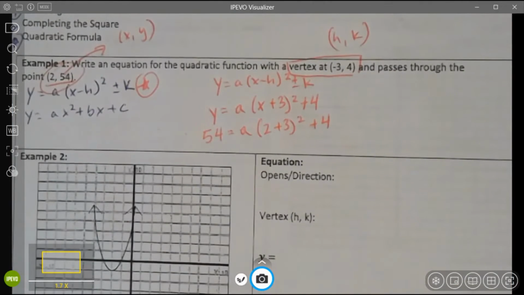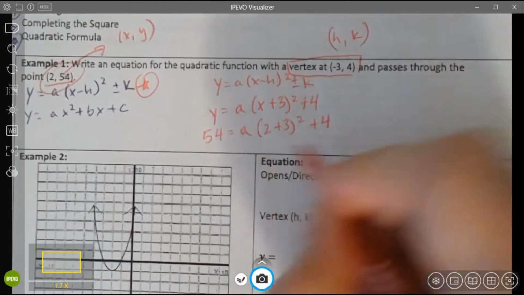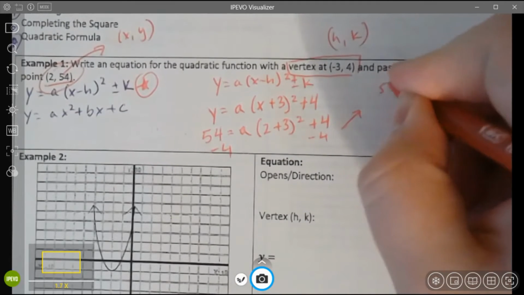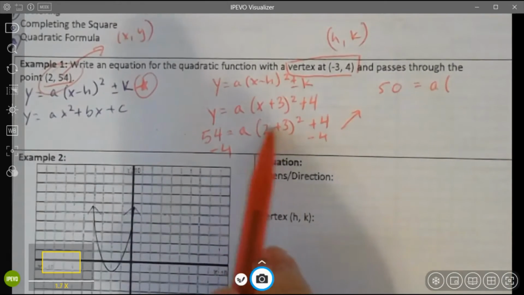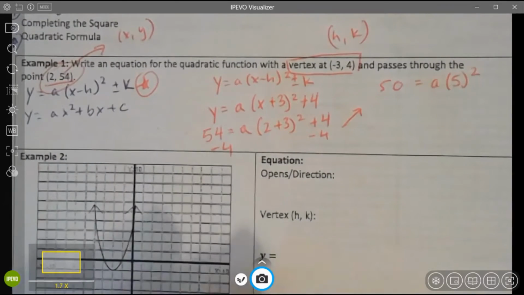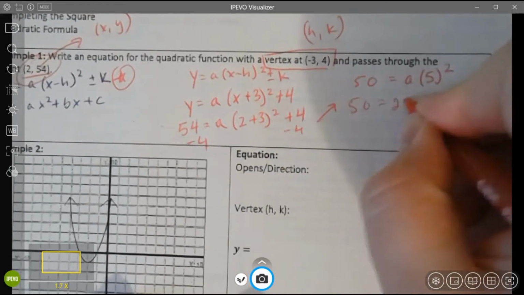The reason why I'm using that point is because my parabola has to pass through that point. So just plugging it into here will make sure that this point actually touches that parabola. So I'm just going to simplify this a little bit. I'm going to first subtract 4 from both sides. So this gets me 50 equals a times 2 plus 3 is 5, and then squared. So 50 equals a times 5 squared. Well, 5 squared is just 25. So this is 50 equals 25a.